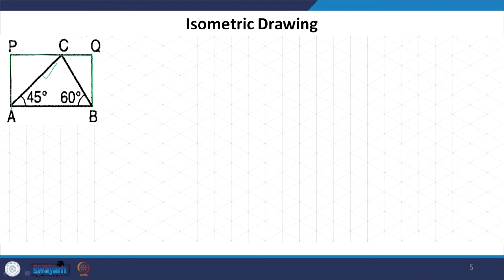Now, since AC and BC are non-isometric lines, we cannot establish where this point C will come. There are two ways of doing this. One very simple way is to make this rectangle, where we know how much PC and CQ are, and we do it like this, which is rather the easier way. So, this is what we are going to do here.